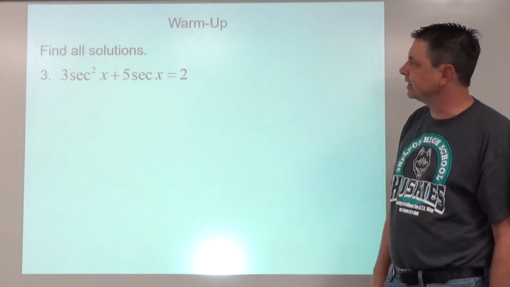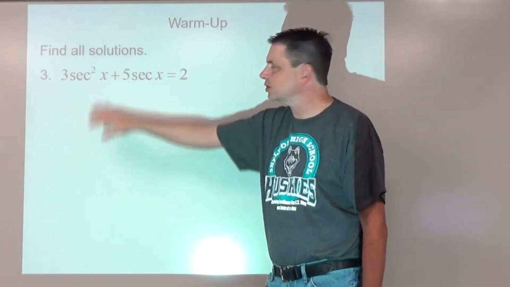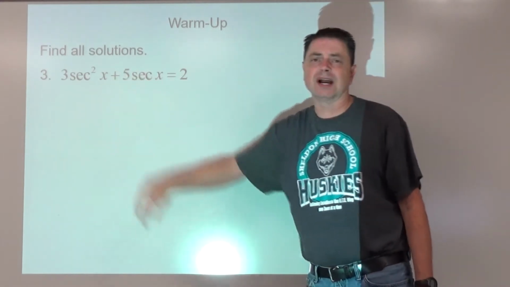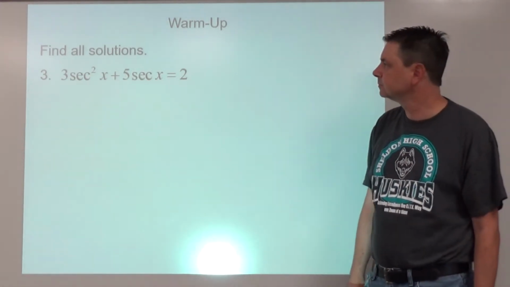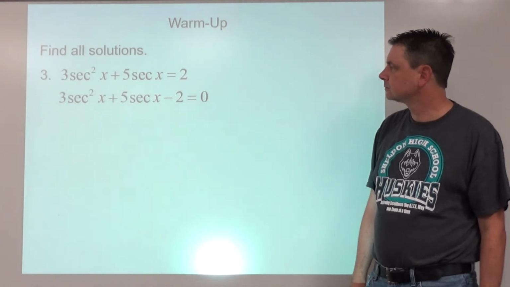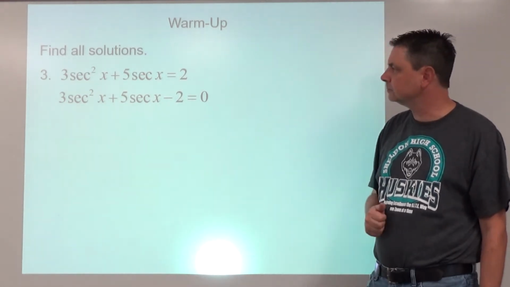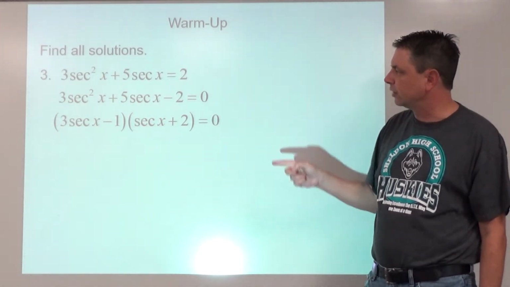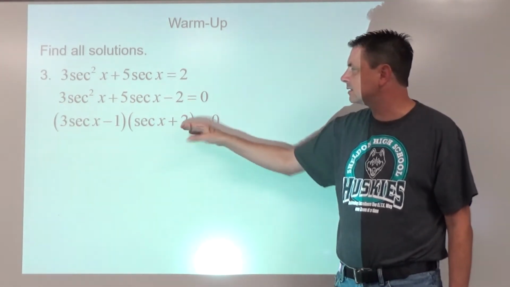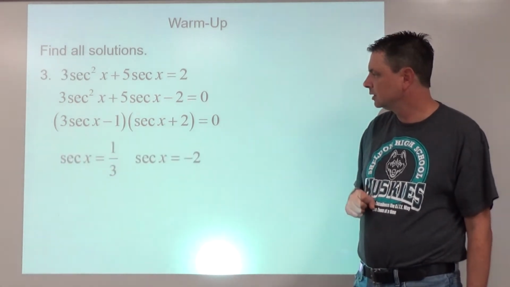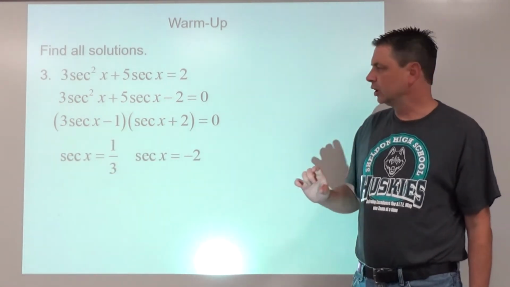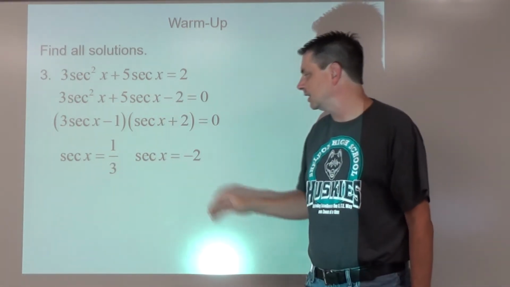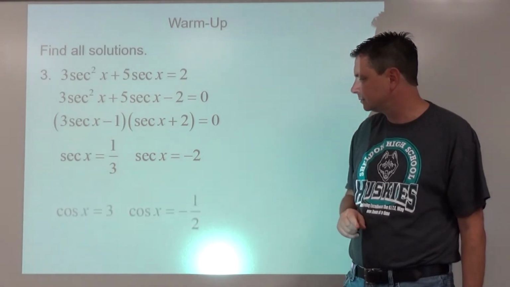All the solutions here, it's all one function, so we should be good to go. Let's get it equal to 0 since it's quadratic, and then we can explore factoring. And we can factor. So secant x is 1/3, secant x is negative 2. But since we're not very familiar with those, maybe we could flip them and say cosine x equals 3, cosine x equals negative 1/2.